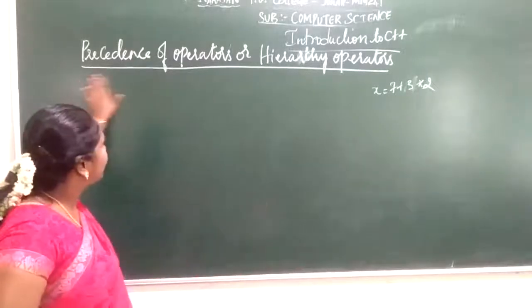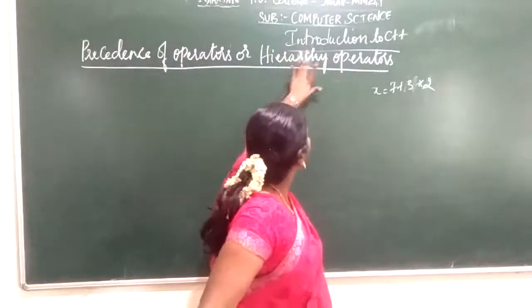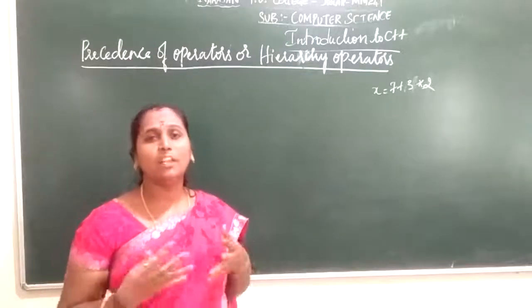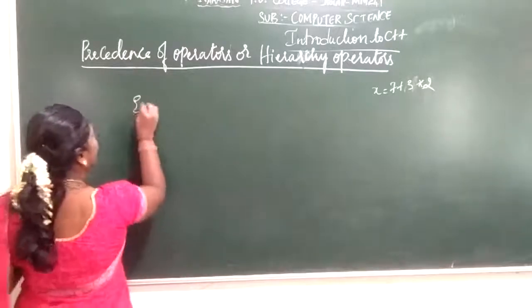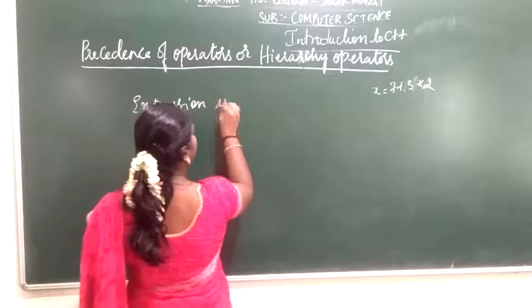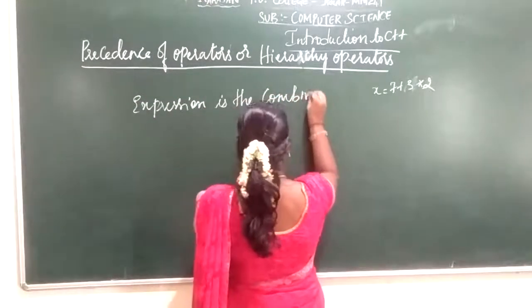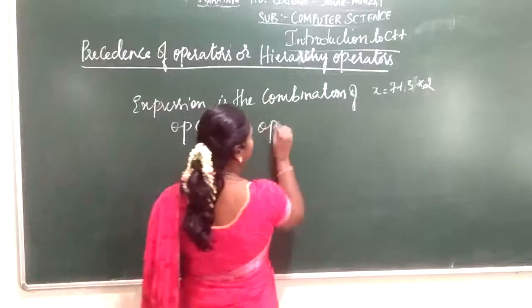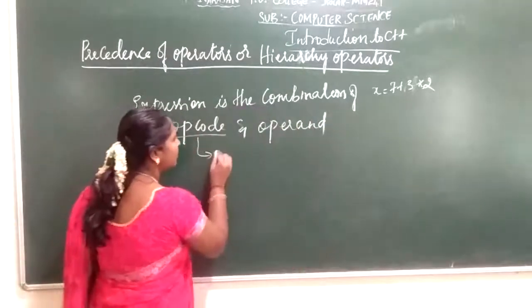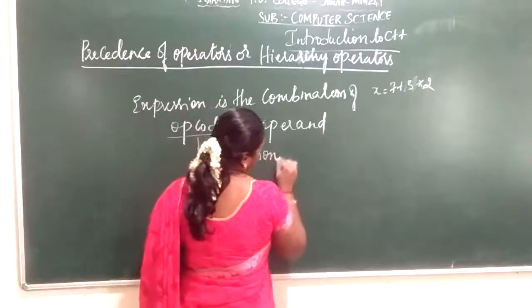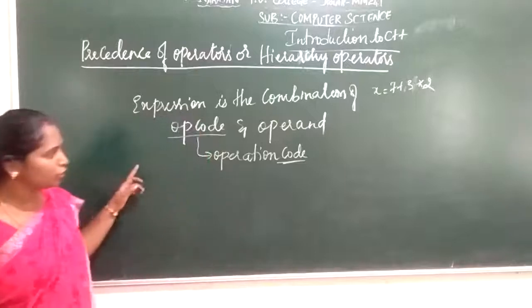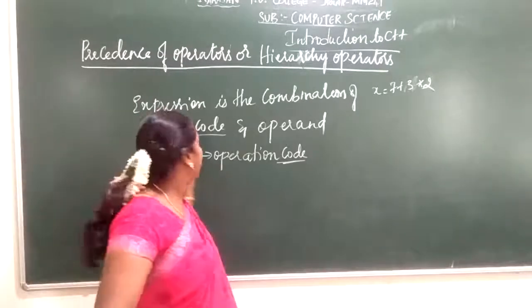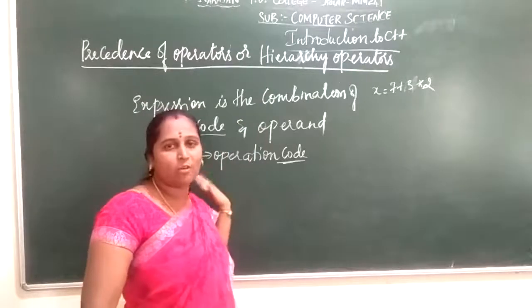Students, the next topic is precedence of operators, also called the hierarchy of operators. What is this precedence or hierarchy of operators? Before going to that, we'll see what an expression is. An expression is a combination of opcode and operand. Opcode is nothing but the operation code, that is, your operator. Whatever operator you use, we call it the operation code. So before seeing the precedence of operators, let us discuss the expression: a combination of opcode and operand.